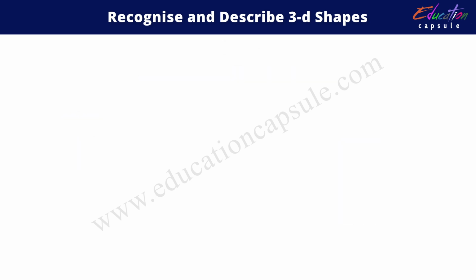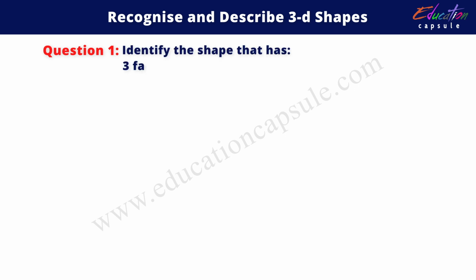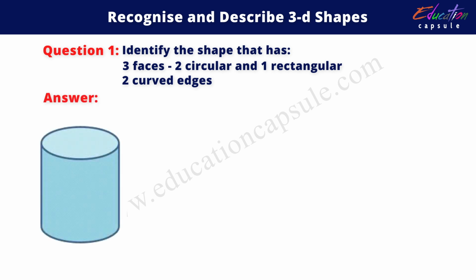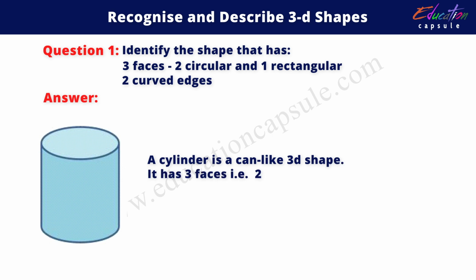Now, let us answer a few questions here. Identify the shape that has 3 faces, out of which 2 are circular and 1 rectangular, and it has 2 curved edges. So the answer is, it is a cylinder, since a cylinder is a can-like 3D shape and it has 3 faces, out of which 2 are circular and 1 rectangular. Also, it has 2 curved edges.